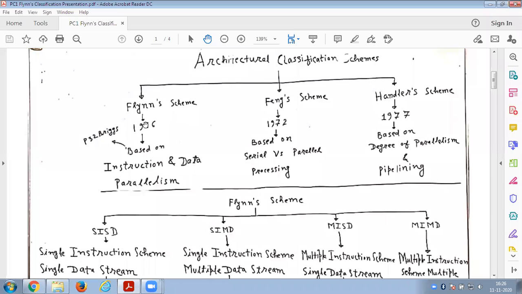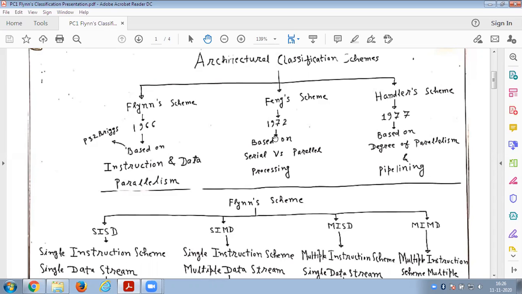Flynn's classification scheme came in the year 1966. Frank's classification scheme was given by scientist Frank in 1972. Handler gave a classification scheme in the year 1977. Flynn's classification scheme is based on instruction and data parallelism. As I told you, computers can be classified in different manners on the basis of different things. Flynn's scheme divides computers into categories on the basis of instruction and data parallelism.